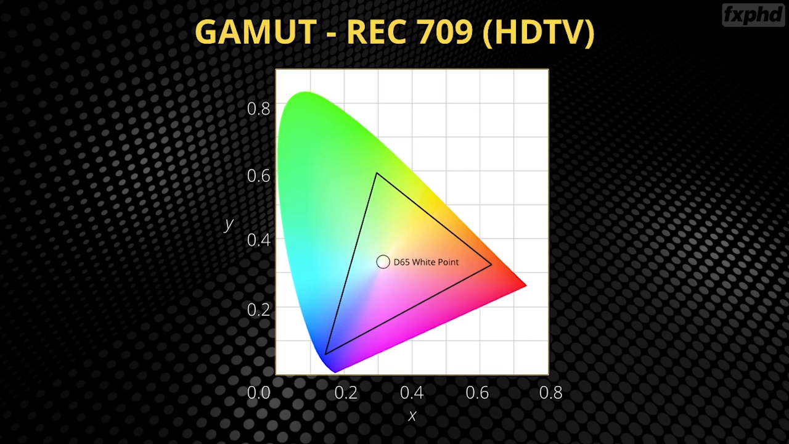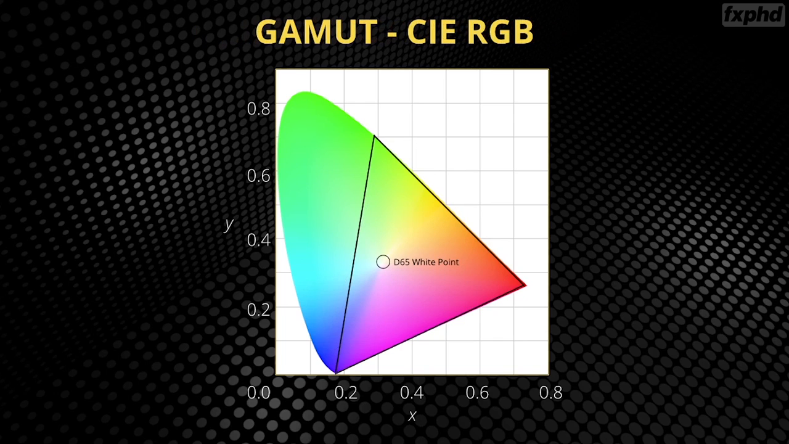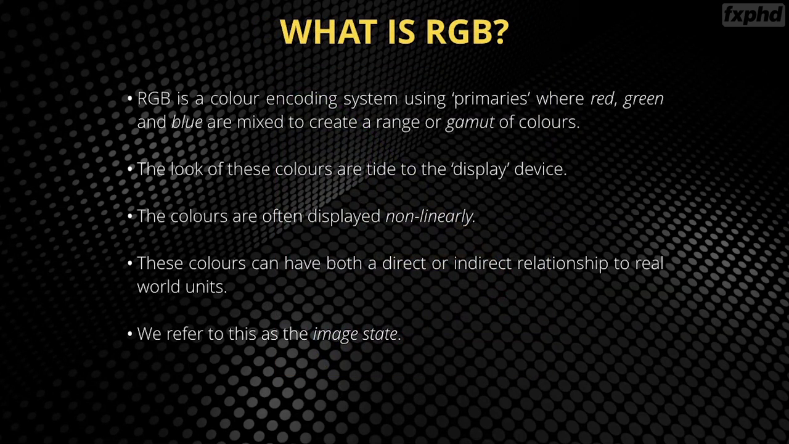You also obviously have something like Adobe sRGB, which is again larger still, or you can go all the way up to the CIE RGB, which uses a huge amount of the visible spectrum available to us for our computer graphics. Now, let's go back and actually talk about what RGB actually is when we think of it in color terms.